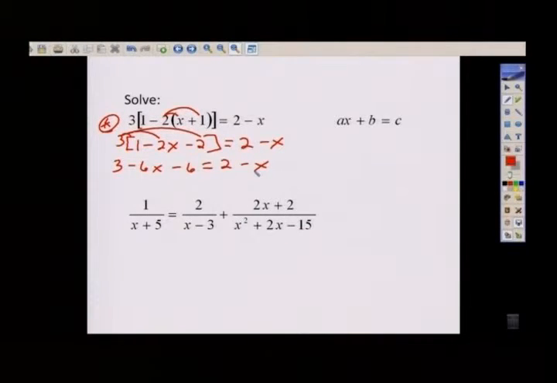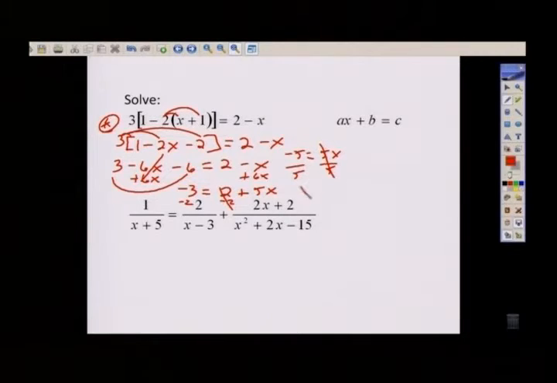So far I have that expression. And now I'm going to try to get my x's together, so I'm going to add the 6x over. And while I'm at it, I'm going to combine these two numbers on the left side. So I get -3 equals 2, and if I combine my x's, I get a positive 5x. And I'm going to subtract over the 2. So I have -5 equals 5x, and last step, divide by the 5. So x is -1. Quick check, -1 is in my domain, so that is my solution to that equation.